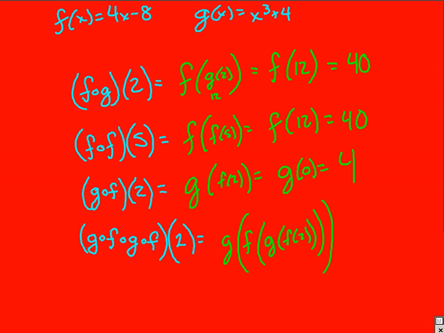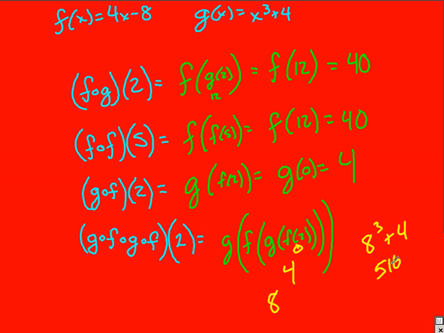If I first find what f of 2 is, well, we just found it. f of 2 is 0. So now I want to find g of 0, which again we just found is 4. Now I want to find f of 4. By plugging in 4, 16 minus 8 gives me 8. And now the last part, g of 8, means plugging in 8 for that. So 8 cubed plus 4 is my answer. And 8 cubed being 512, your final answer is 516.